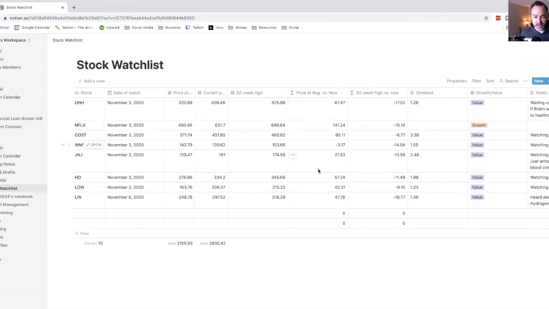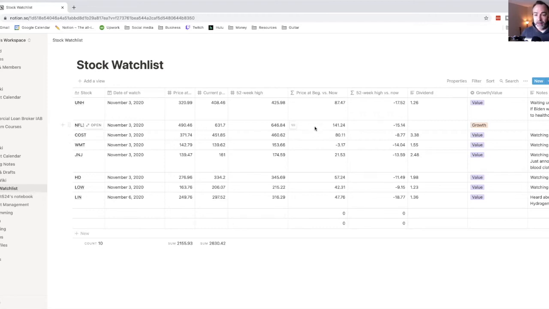If you go down, you'll see there's quite a bit of uptick from the beginning of when I watched these in November until now. The only one that's not doing good is going to be Walmart. I watched it at almost 143. It's down to 139. So not a huge loss, but it's not where you would have seen it.